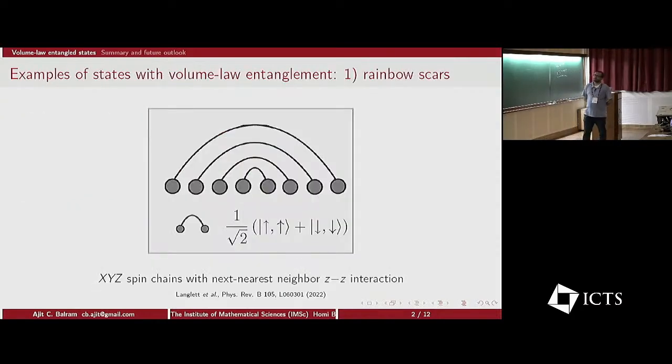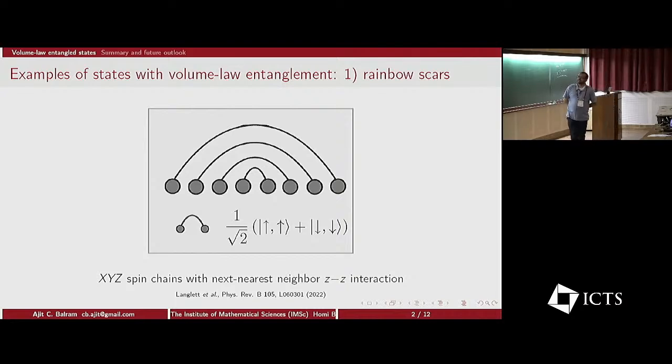Some volume law entangled states have been known for some time. One example is what are called rainbow scars. Just as the name suggests, this pattern of entanglement is constructed as follows. You take a system in one dimension of length L. Here is an 8-site system, and you make Bell pairs between sites that are related by mirror reflection about the origin. So 1 and 8 are in a Bell pair, 2 and 7, 3 and 6, and 4 and 5.